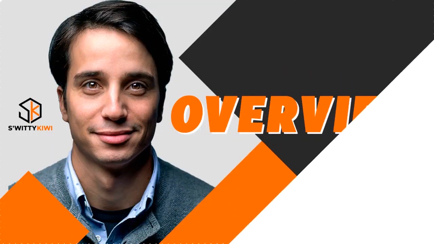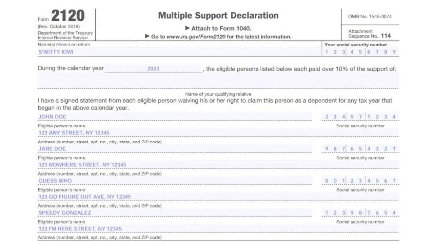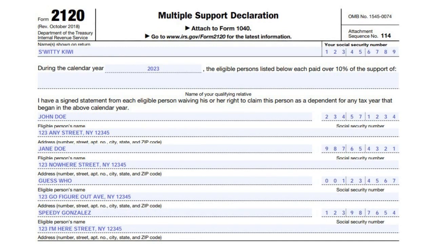Here's the overview I want you to pay attention to. So I want you to look at the Form 2120 here. This is actually about multiple support declaration. And you want to put your name. Here we're speaking about the name that you are showing on your return on your 1040. You got to put your social.